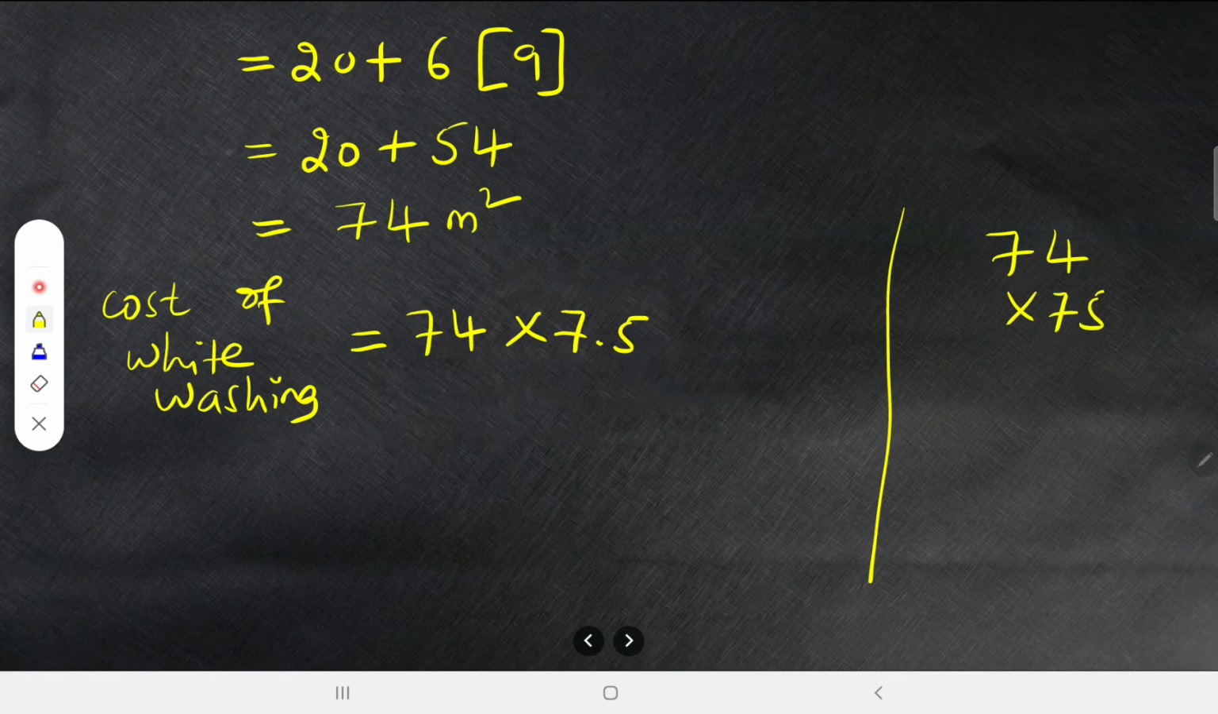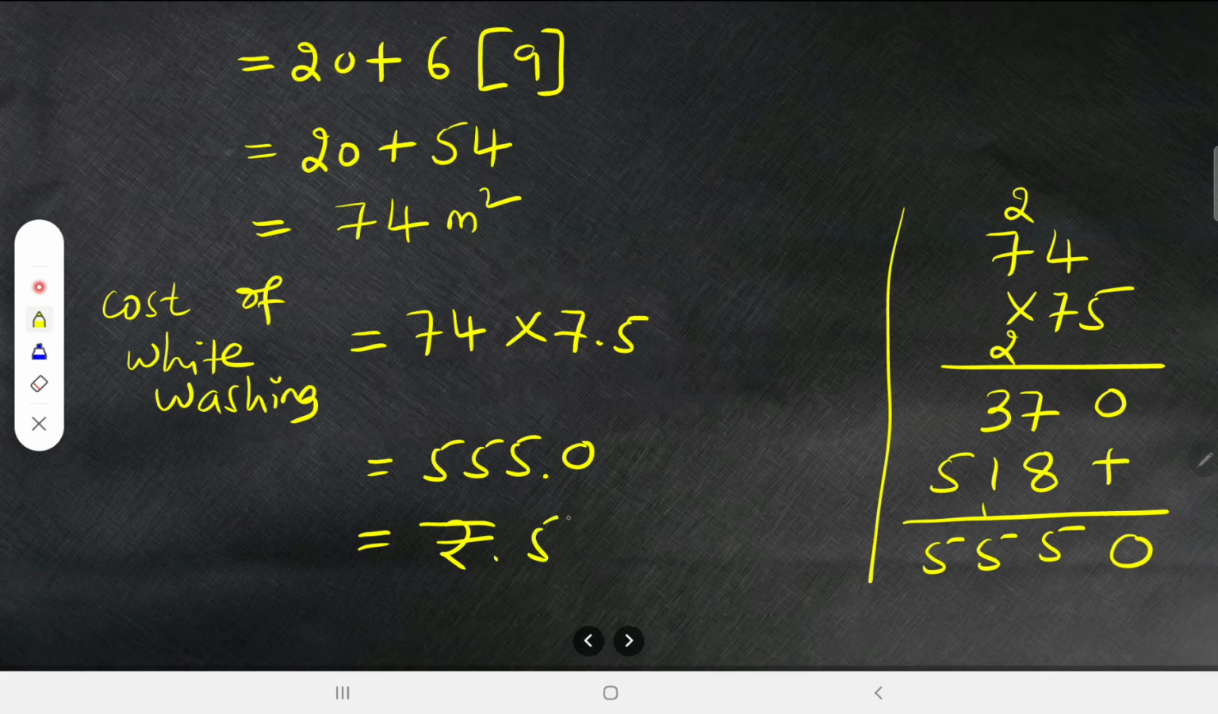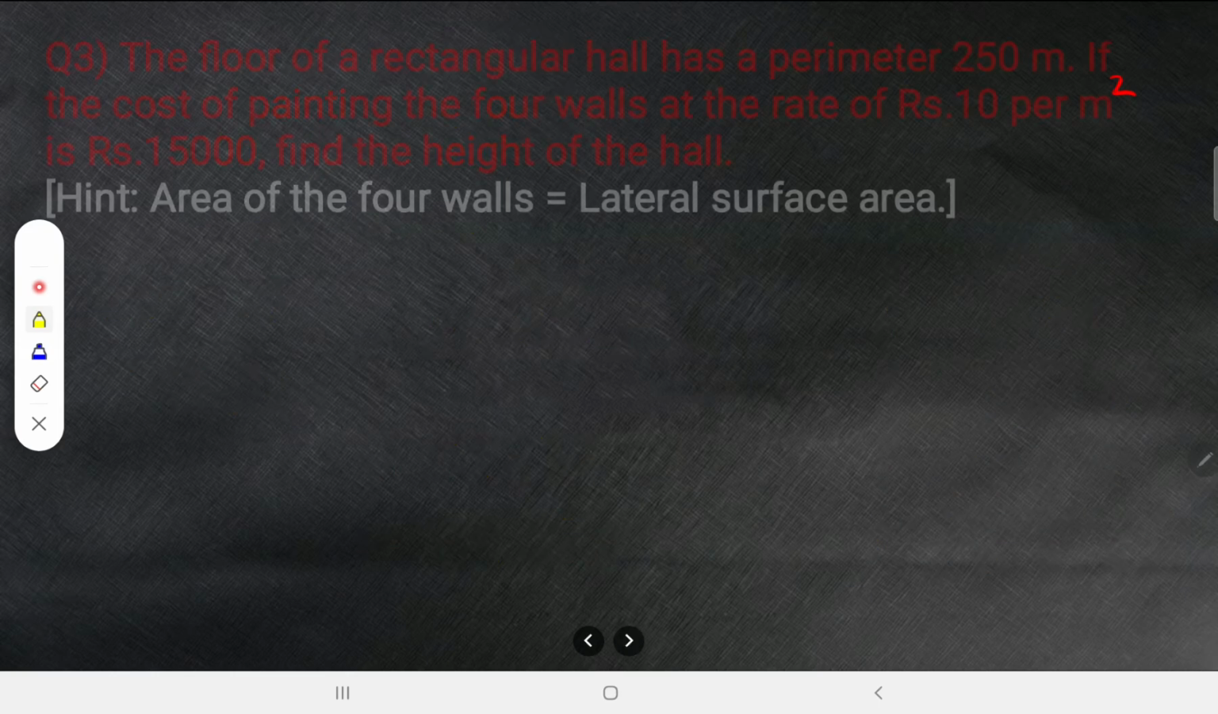So 74 into 75, it is 5 4s are 20, then 5 7s are 35, 37, plus 7 4s are 28, 2 is a carry, 7 7s are 49, then 51. All right, 0, then 15, then 5, and here also 5. So it is like a 5550. Then 1 point it goes back means, so we have to pay him 555 rupees. All right, it is clear. Once again, I'm sorry for this blunder, but now it is all right. Fine, then moving forward to next question.